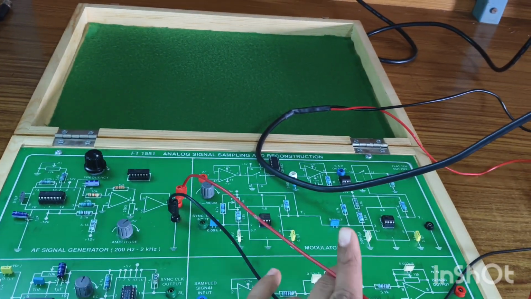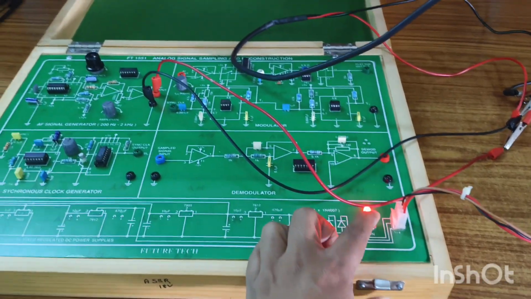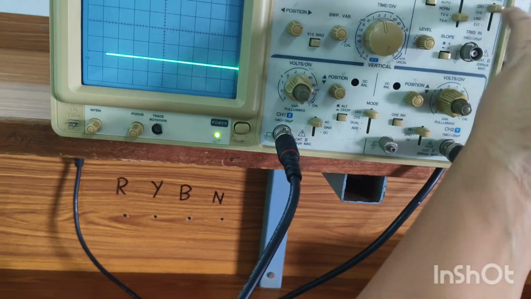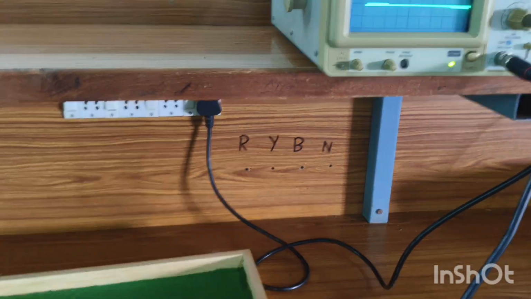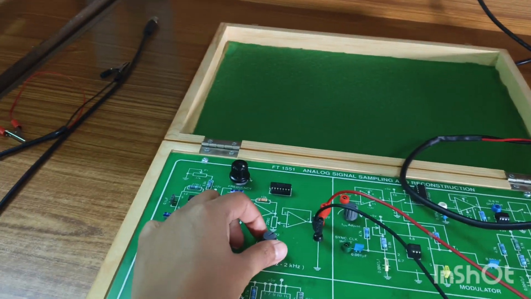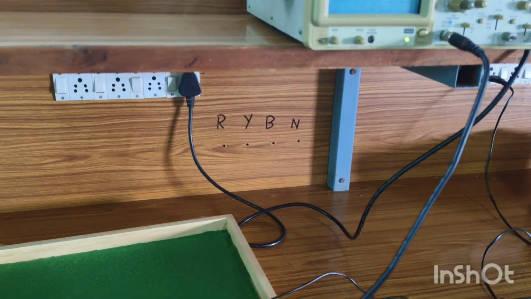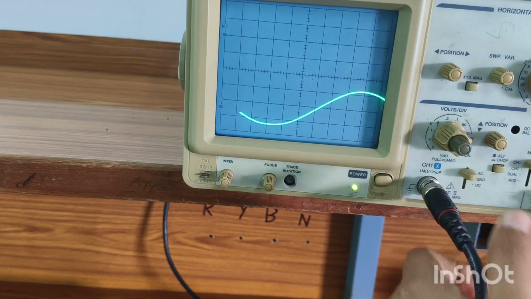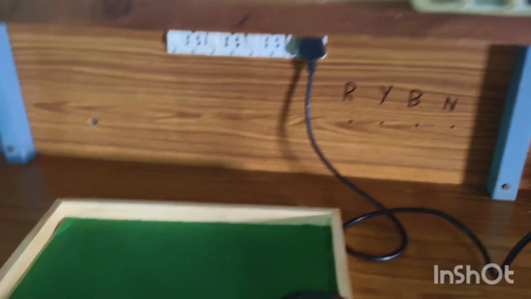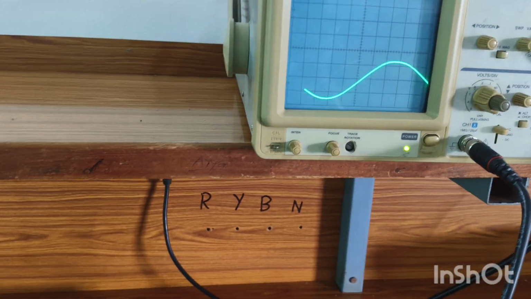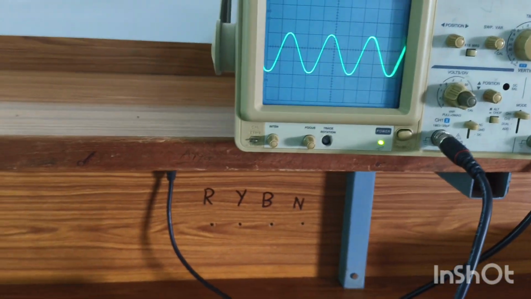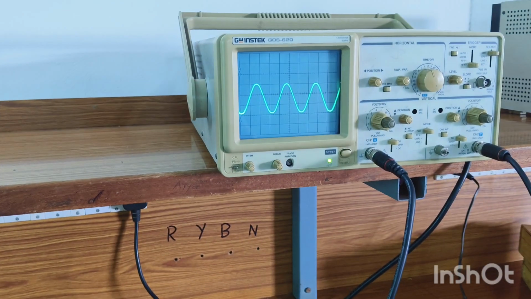Let's connect channel 1 of the CRO here. Going to switch on this one. Now channel 1. So now here I am not getting any signal, so I need to check the amplitude levels and frequency also. So this is the AF signal. Now note down the amplitude and time period.